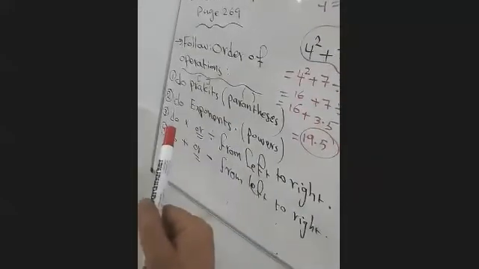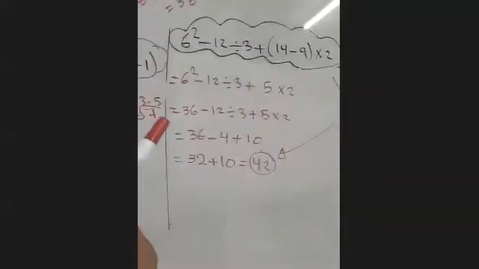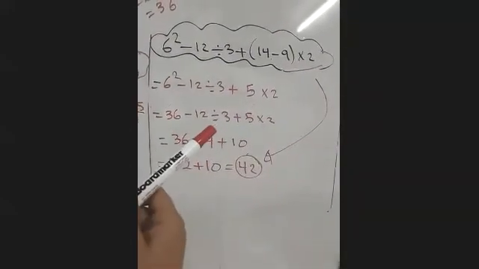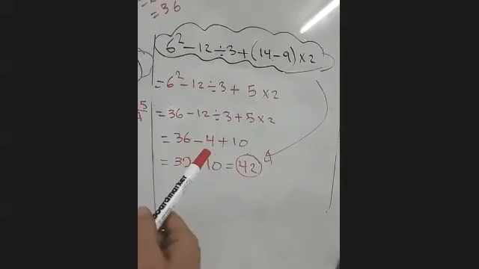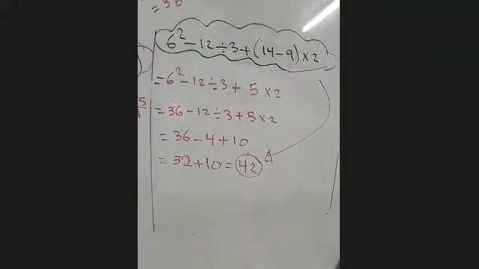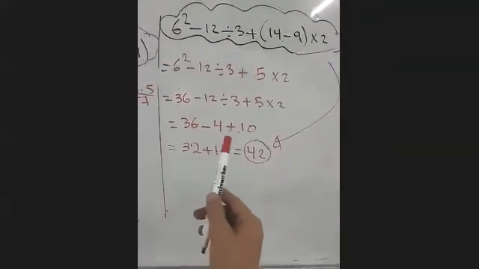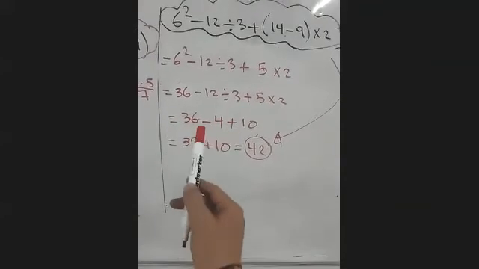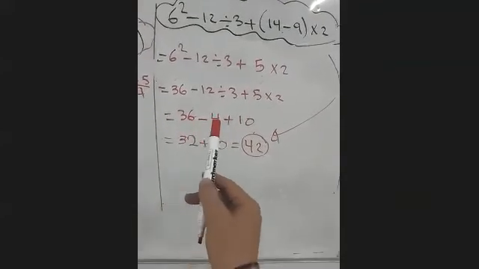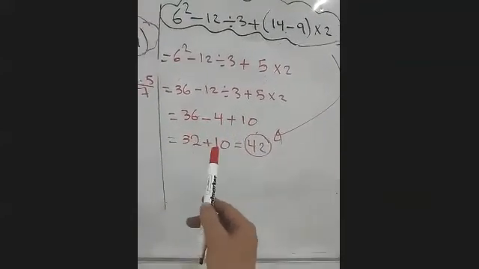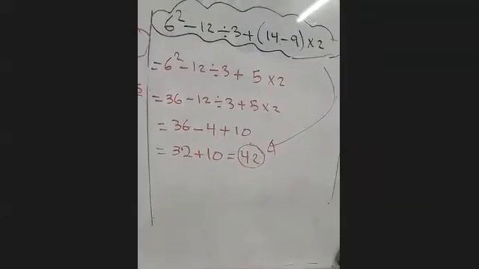Now the third step is to do multiply or divide from left to right. So I will do the division, then I will do the multiplication. The last step is to do addition or subtraction. Then I did subtraction, then the addition. What comes first? Here we have both. 36 minus 4, 32. Then I added the 10, which is 42.